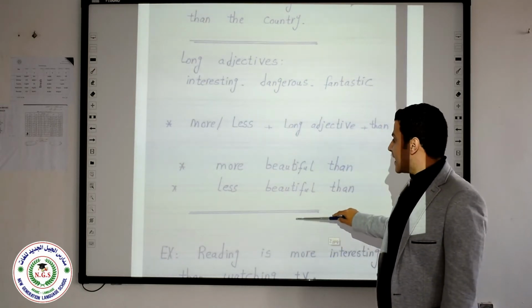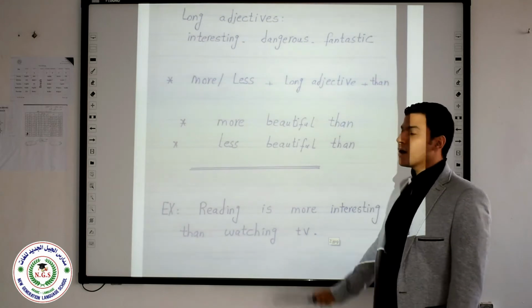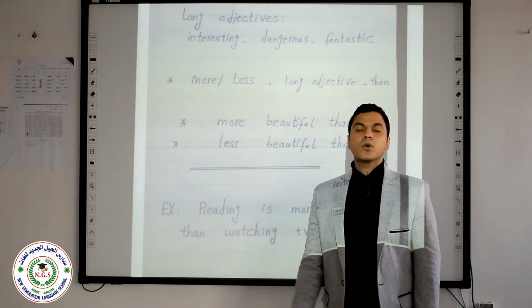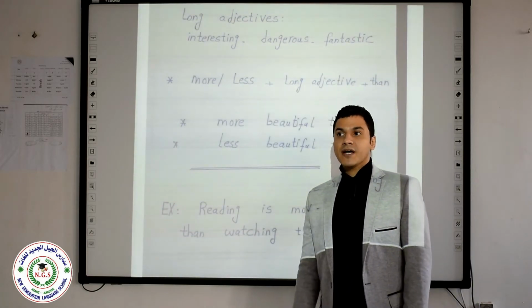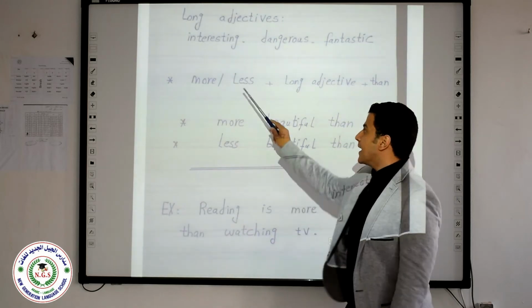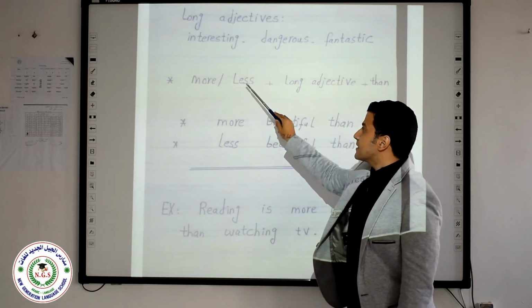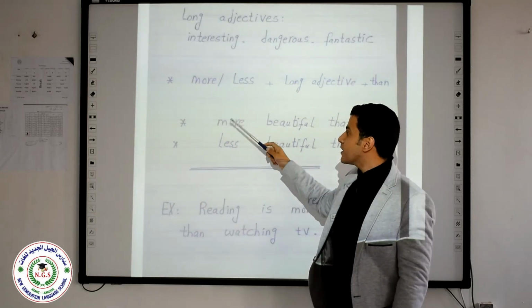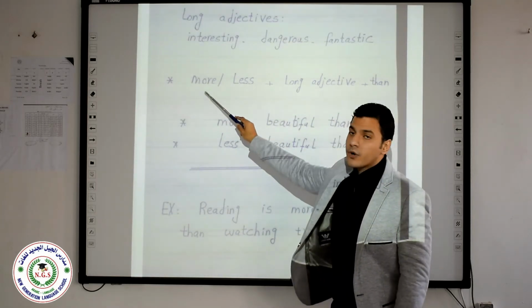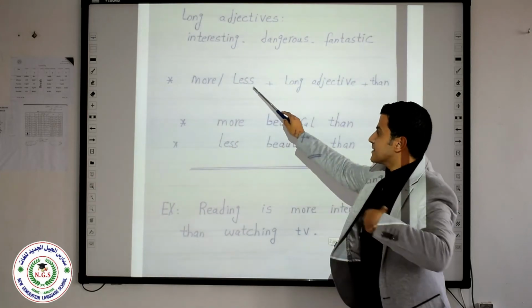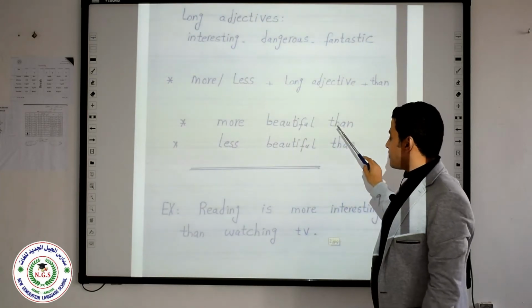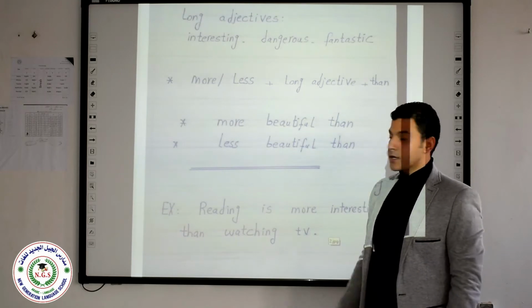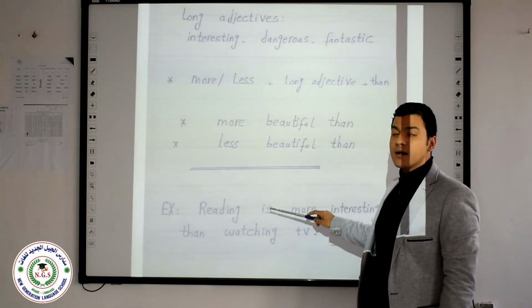The opposite, العكس, less beautiful than, أقل جمالا من. So if I want to make a comparative adjective for the long adjective, I add more or less. Of course I don't add both. If I want to say more, أكثر, I will add more. Less, أقل, I will write less. More beautiful than, أكثر جمالا من. Less beautiful than, أقل جمالا من.